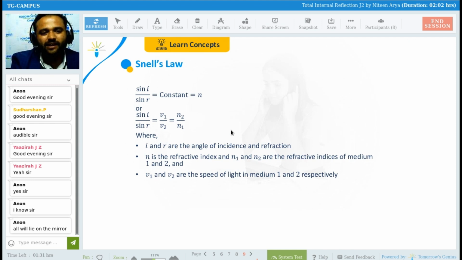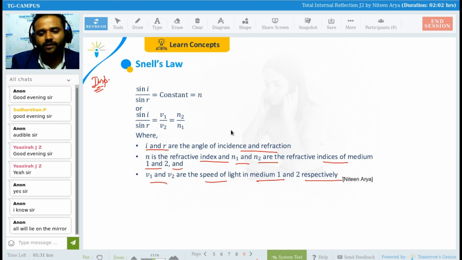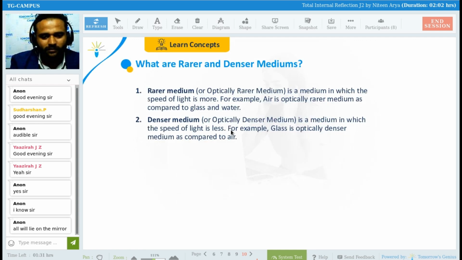Now, sin i by sin r equals a constant, that is n. It is important, we have already done that. Second law, where sin i by sin r is v1 by v2, n2 by n1, where i and r are the angle of incidence and refraction, n is the refractive index, and n1 and n2 are the refractive indices of medium 1 and 2. v1 and v2 are the speed of light in medium 1 and 2 respectively. Go ahead. Moving ahead.